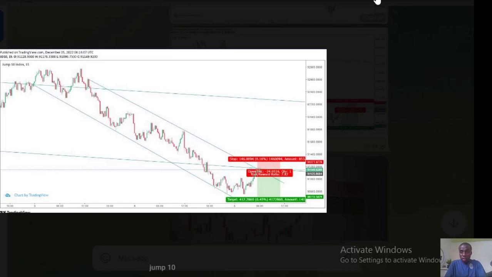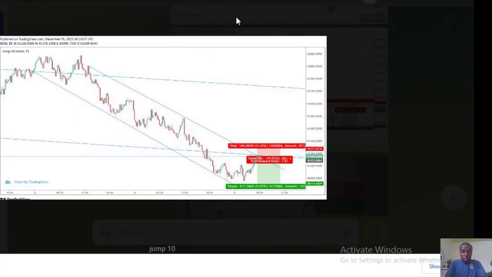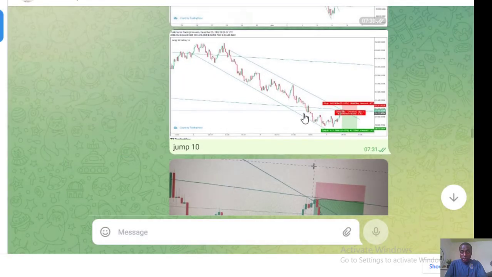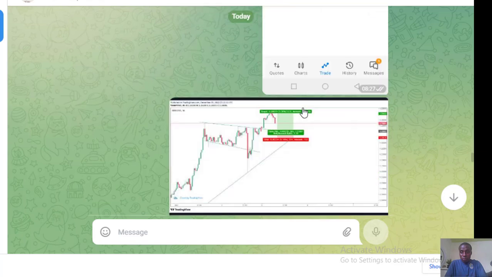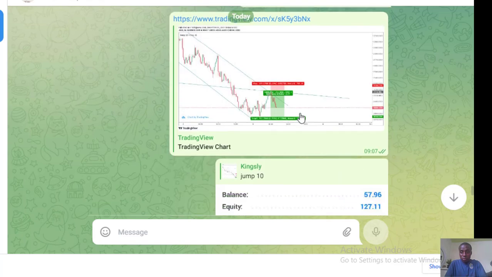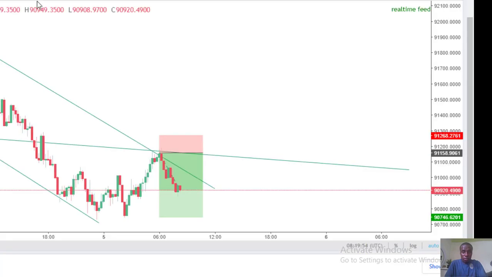Okay, and I posted it in this new Telegram group that I've created for analysis. And okay, so you can see right there, these are the results, and if you look, the trades are still running. Alright, this is the trade here, it is still running.